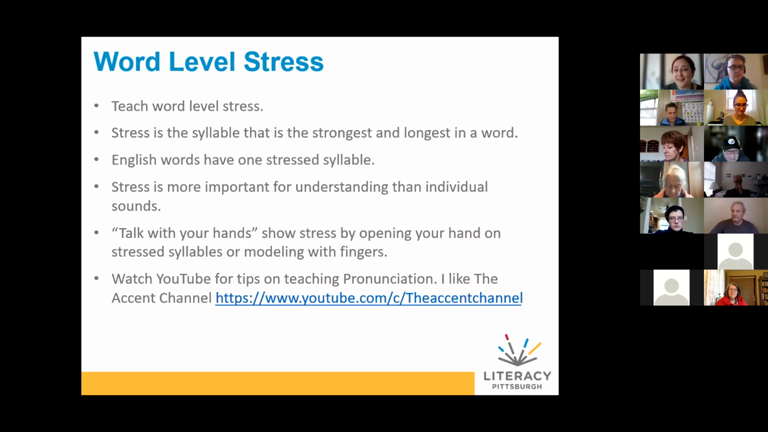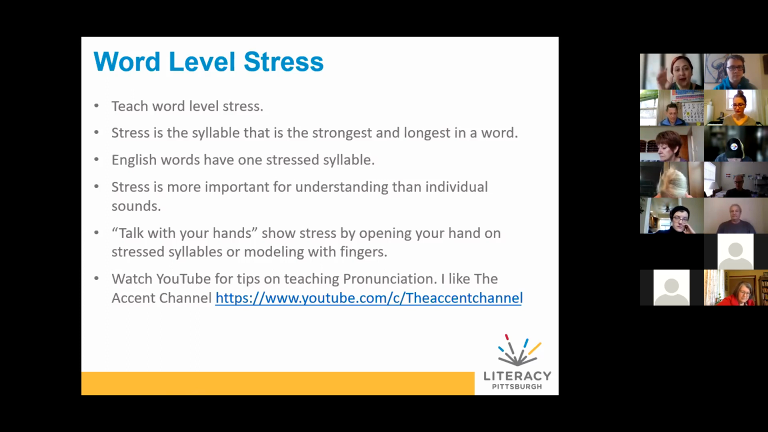Talk with your hands, okay? When I'm teaching stress, I use my hand. So one technique is the open hand. So elementary school. It's a visual and kinesthetic way of seeing where it is stressed. You can have your students do the same thing.